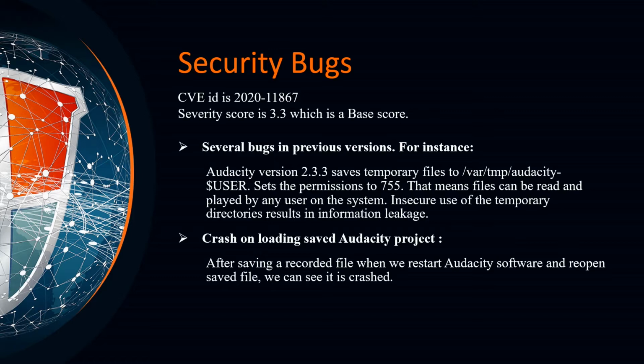For instance, by default, Audacity through 2.3.3 saves temporary files to this location, which is /var/tmp/audacity-user. Audacity sets the permission of the temporary directory to 755. The temporary audio.au files located there can be read and played by any user on the system. 755 denotes read and execute access for everyone as well as write access for the file's owner. In this case, insecure use of the temporary directories results in information leakage.